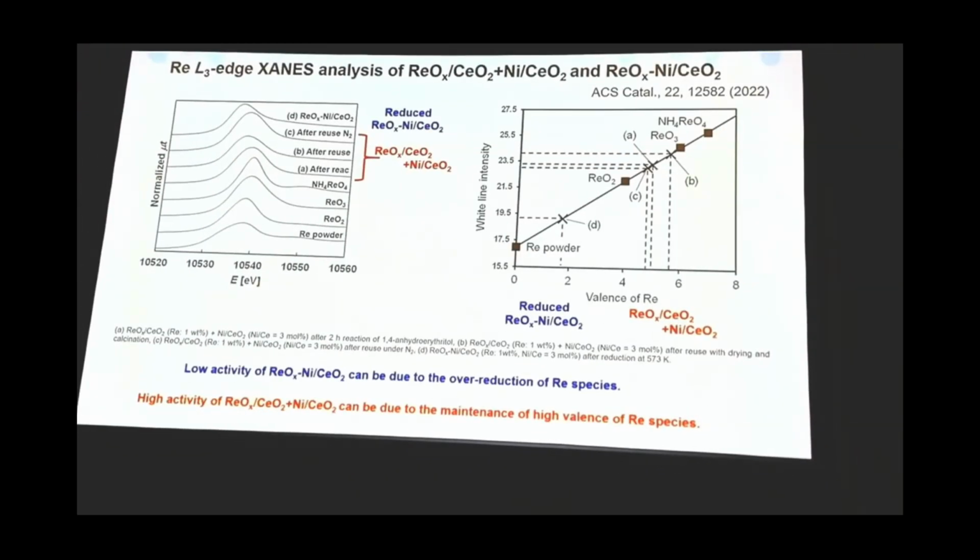One reason is the interaction between the nickel metal and the rhenium species. For example, in the reduced rhenium nickel catalyst, the valence of rhenium is so low, much lower than the usual case, the physically mixed case. The low activity of this catalyst can be due to the over-reduction of the rhenium species. And the high activity of the physically mixed catalyst can be due to the maintenance of the higher valence species.